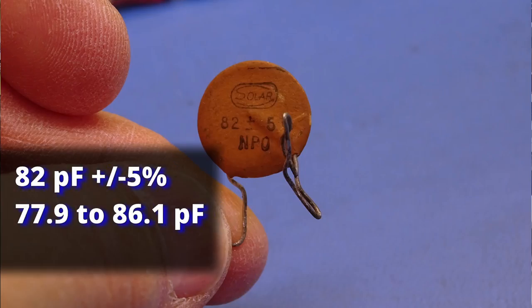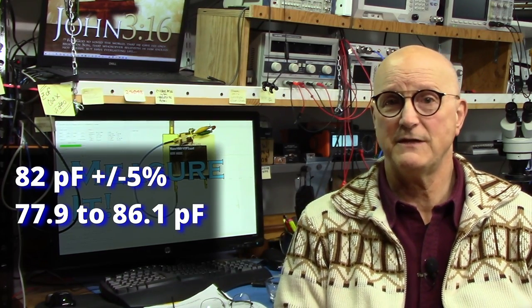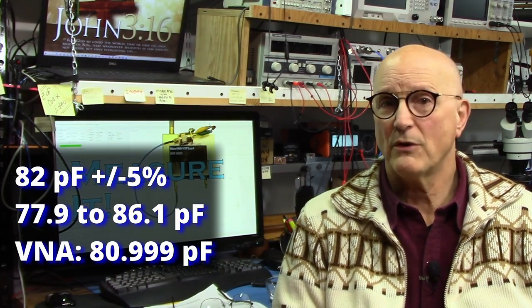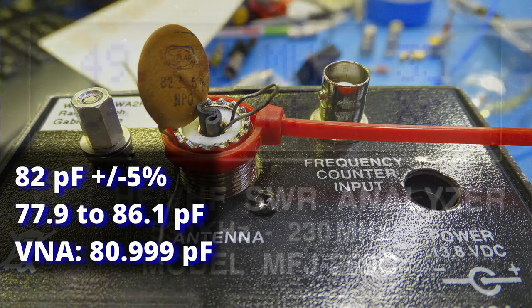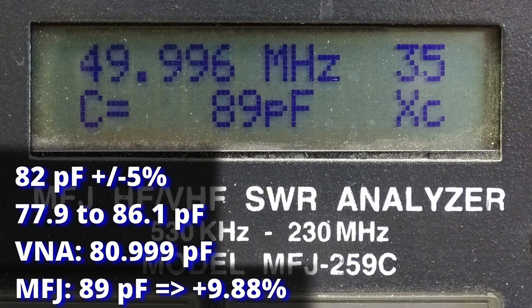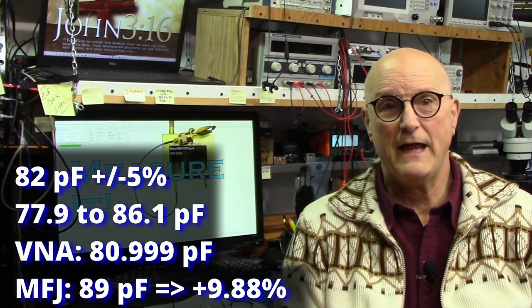So let's try a couple simpler examples. The first one will be an 82 picofarad 5% ceramic disc capacitor, which I will carefully measure at 50 megahertz with my VNA, and then with my MFJ antenna analyzer. The VNA reports the value of this capacitor at 80.999 picofarads. I connected the capacitor to my MFJ, doing my very best to keep the capacitor at the reference plane of the antenna analyzer, as you can see here. The MFJ reported the value of the capacitor as 89 picofarads. Now, this differs from the VNA measured value by 9.88%.